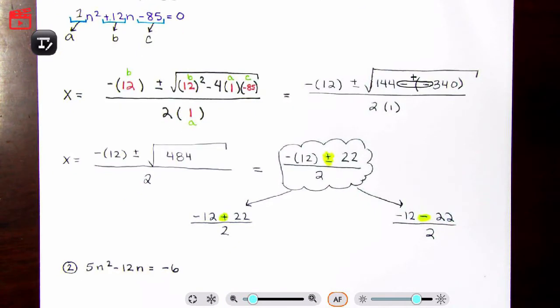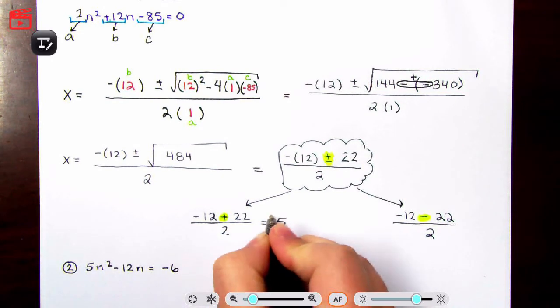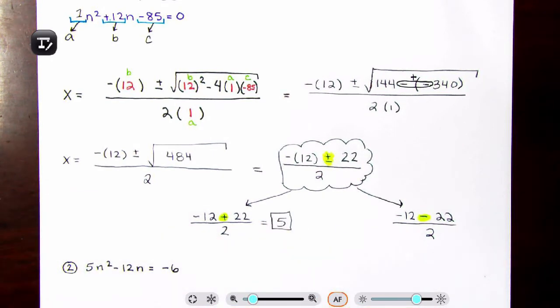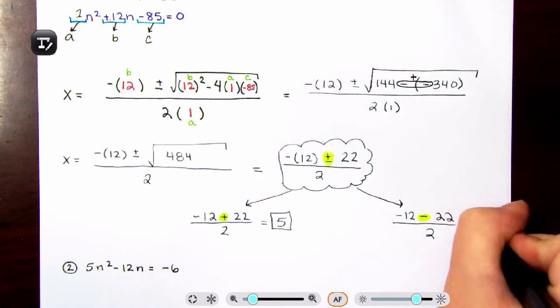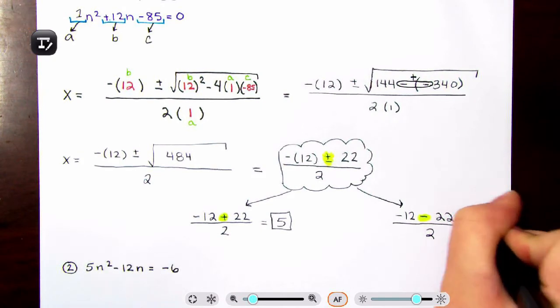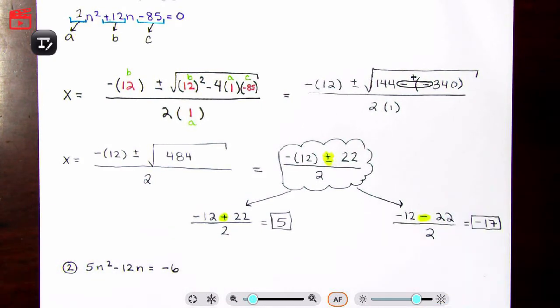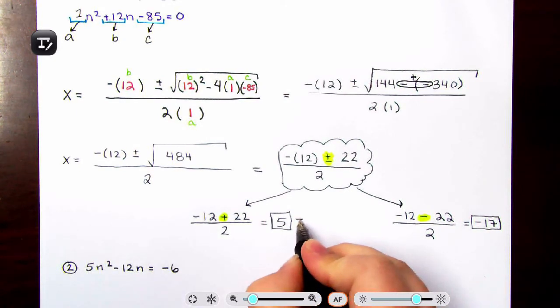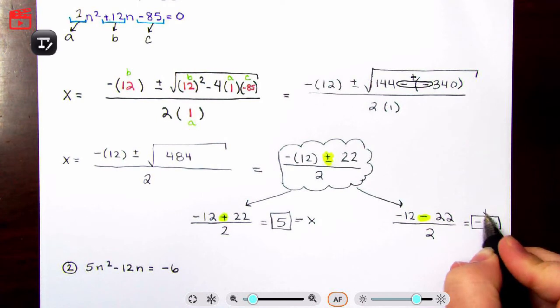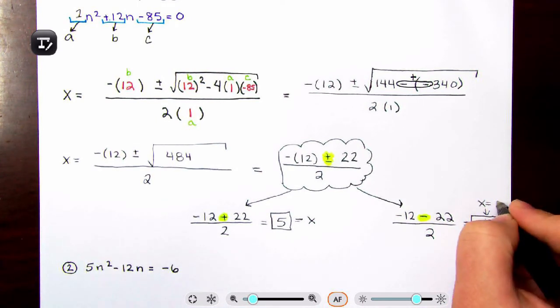So let's solve this. Negative 12 plus 22 divided by 2. I just used a calculator, and that's equal to 5. I'm going to put a box around it. Negative 12 minus 22 divided by 2 gives me a negative 17. Again, where am I getting these numbers from? My calculator. I just typed this in and pressed enter. So what does this mean? That means this is your x value and this is your x value that makes the equation true.